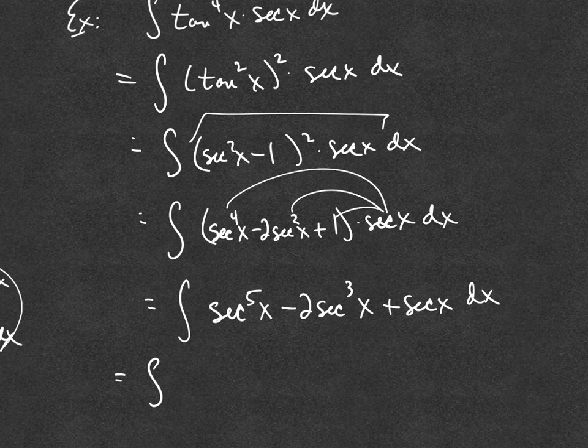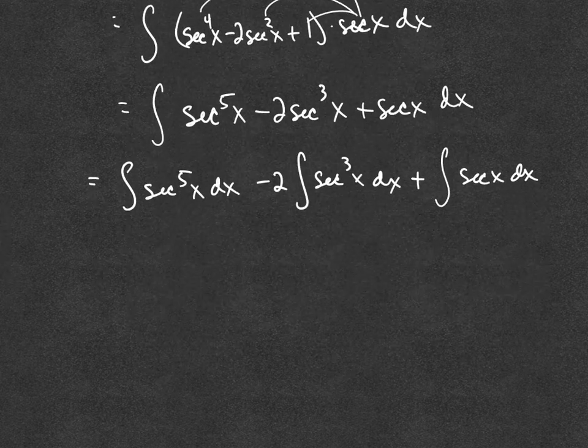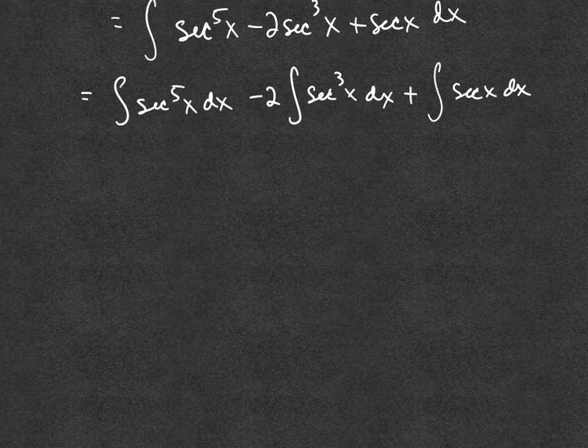So now we're going to think about breaking this up into 3 individual integrals. One, secant to the 5th. A second, -2 times the integral of secant to the 3rd. And the last one, the integral of secant. I'm not going to waste all of your time because we've already done this, but we would use the power reducing formulas to integrate secant to the 5th all by itself, secant to the 3rd all by itself, and secant to the 1st all by itself.